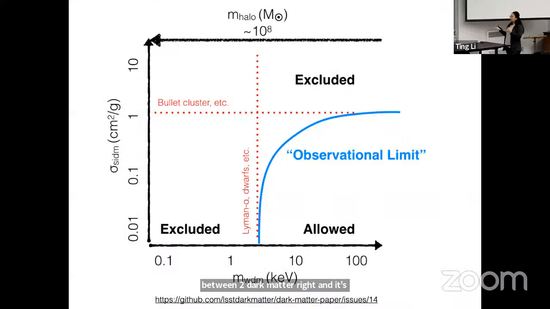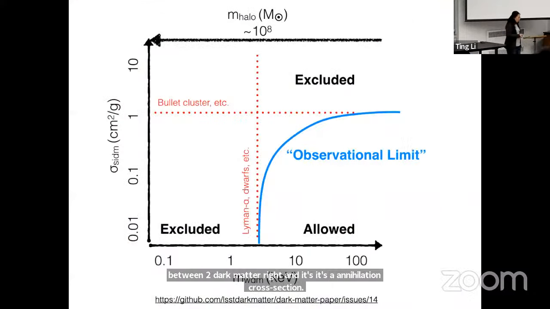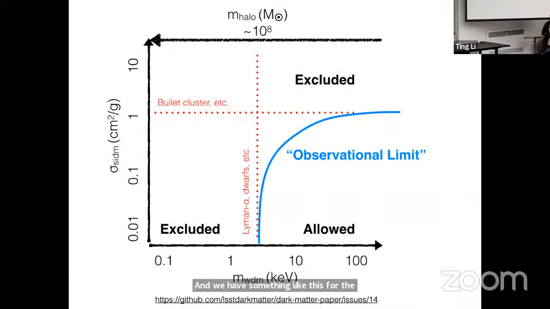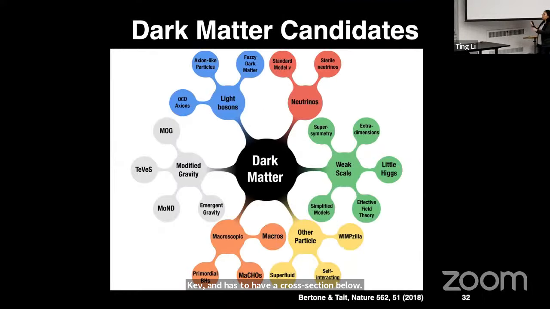And we have something like this for the astronomical probe. For these two particular models, one is the warm dark matter model, one is SIDM, the self-interacting model. So right now we can exclude everything in this area. The dark matter has to be more massive than about 6 to 7 keV and has to have a cross-section below about 1 centimeter squared per gram. So I'm just trying to put them together. And we talked about some of the candidates here and some of the candidates here.